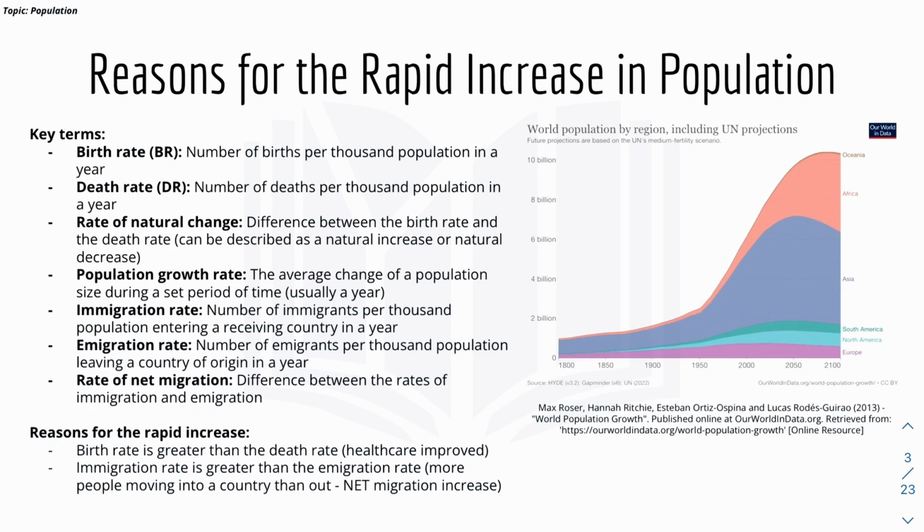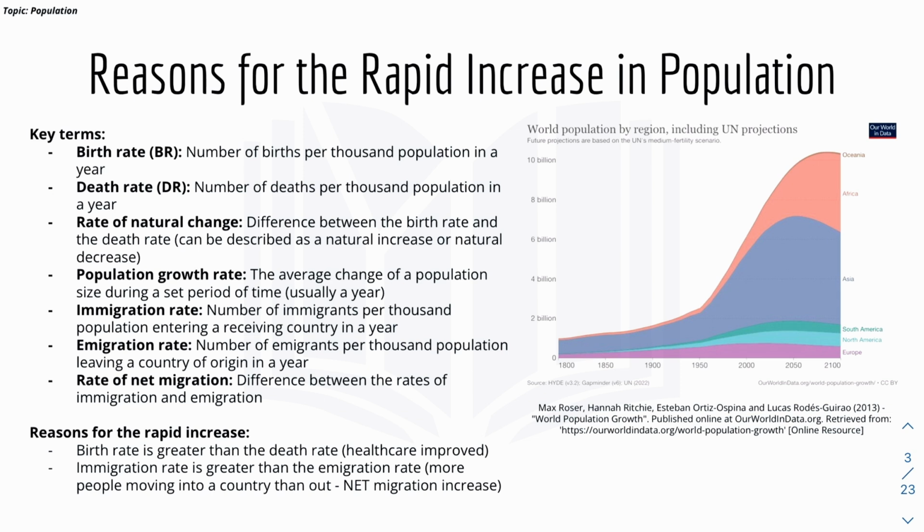So here are the reasons for the rapid increase in population. Here are some key terms for starters. There's birth rate, death rate, the rate of natural change, population growth rate, immigration rate, emigration rate, and the rate of net migration. It's quite important that you know these key terms because they are quite common in theme 1, population and settlement.